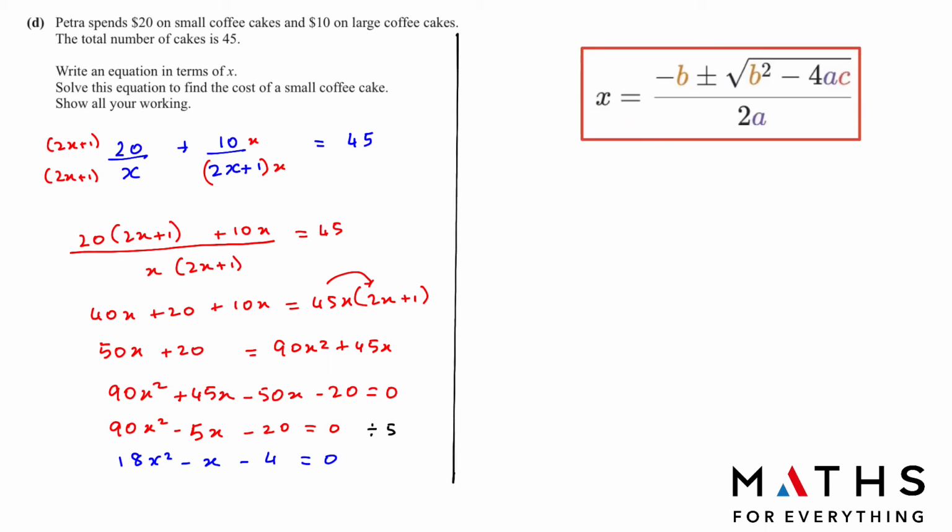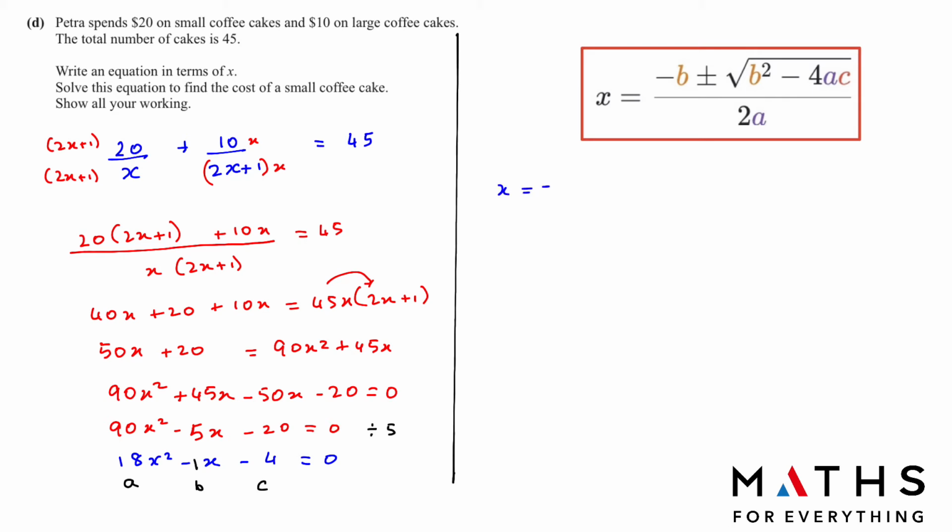This is our quadratic formula. We need to find our a, b, and c and just substitute here. A is the coefficient of x squared. B is the coefficient of x. If there is no number, there's a 1 there. So we have b as negative 1. And c is the constant which does not have any x. So that's what we are going to substitute.